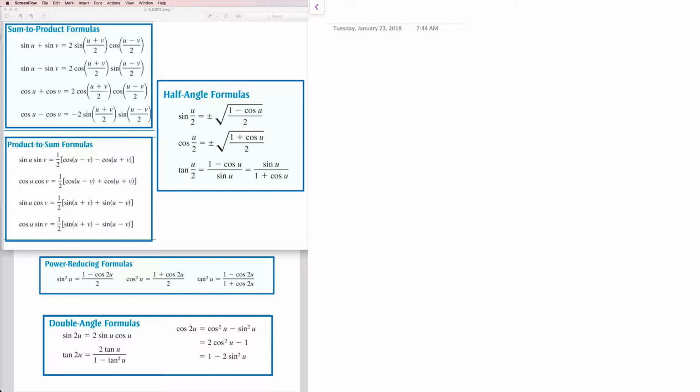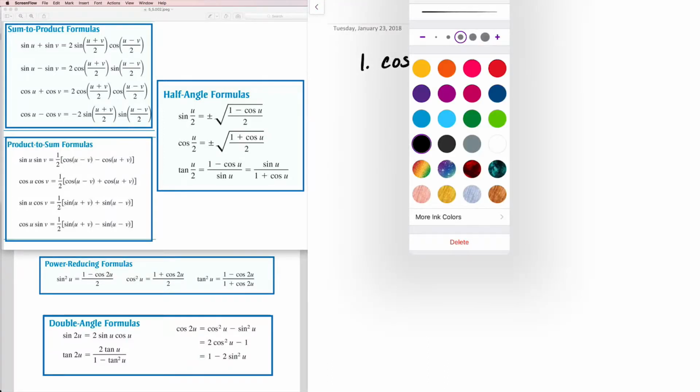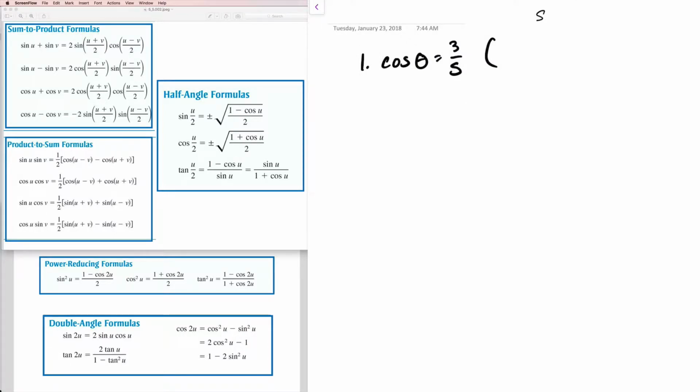So number one states it's given you that cosine theta equals 3 over 5. And it wants me to find the values for sine 2 theta, cosine 2 theta, and tangent 2 theta. Okay, so these are some double angle formulas that I'll be working out. So I'll be working with the formulas that are down at the bottom left there.